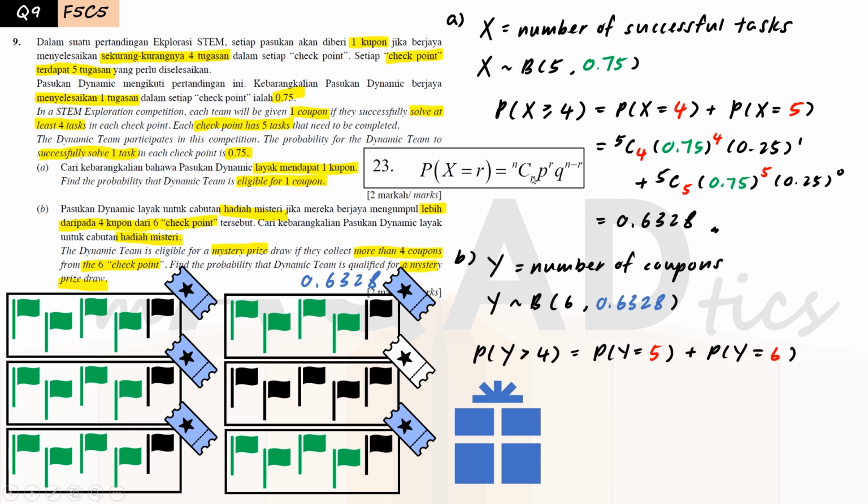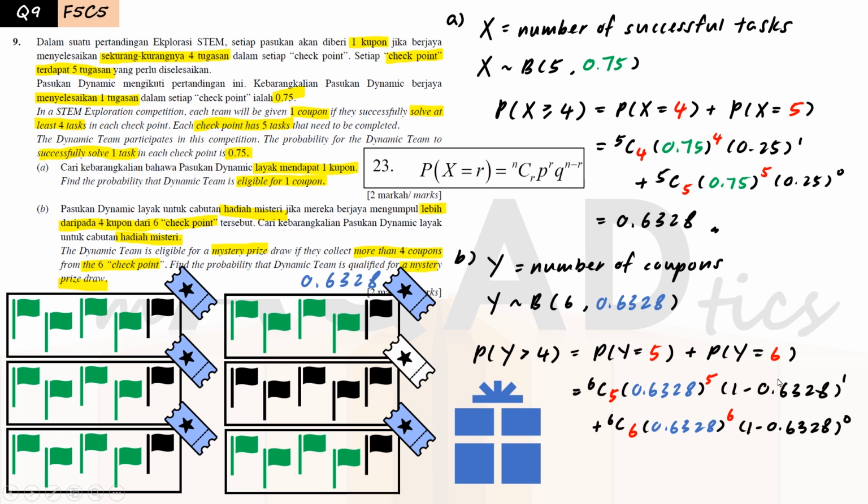Okay, so we are going to use this formula again to find the probability. Alright, so here the value of n is 6 now, and for the r we are going to use the red colored values here, and for P would be 0.6328, and the power here according to the red values here. And for the Q, Q will be the probability of failure, so 1 minus this value. And the value for the power would be n minus r, so 6 minus 5 is 1, 6 minus 6 is 0. And once you simplify this, you can get the probability, 0.2878.